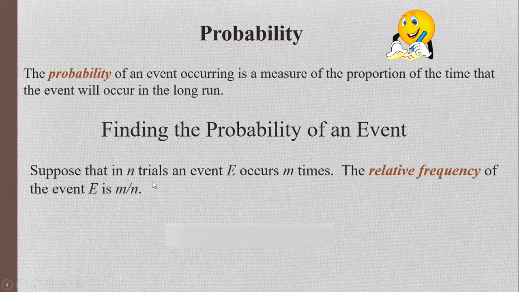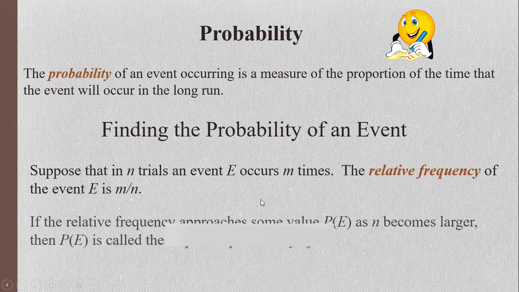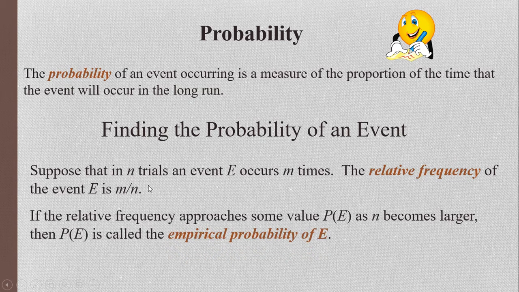Suppose that in n trials, an event E occurs m times. The relative frequency of the event E is m divided by n. If the relative frequency approaches some value p of E as n becomes larger, then P of E is called the empirical probability of E. And I know that's a lot of words, but it really is quite intuitive once you start thinking about it.